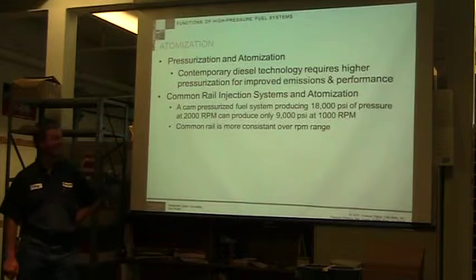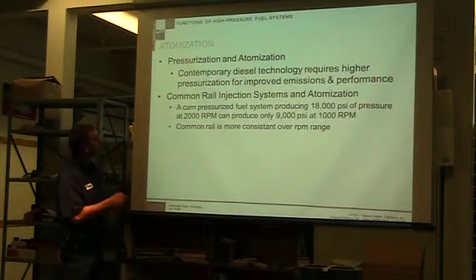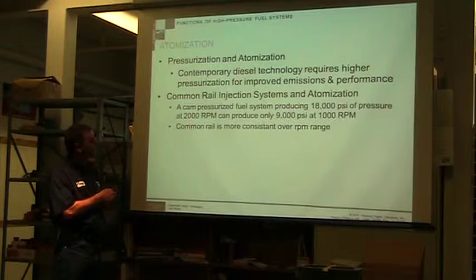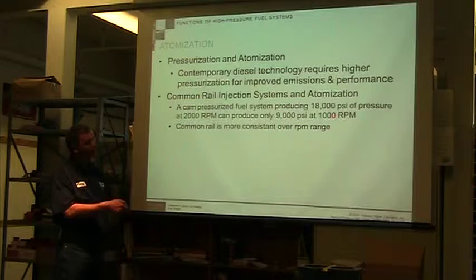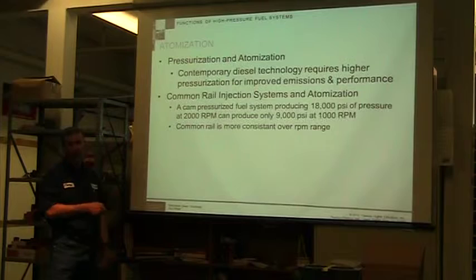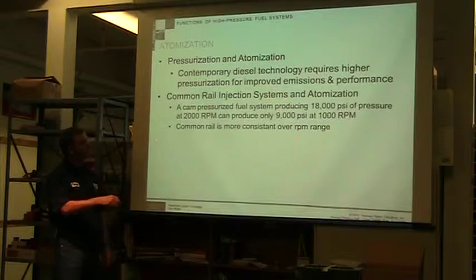So common rail injection systems were a cam. A cam would be the one where the camshaft is actually pushing on the injector, opens up the injector. A cam pressure is up to 18,000 PSI at 2,000 RPMs and 9,000 at 1,000 RPM. So in a cam operated fuel injection system, the RPM of the engine varies it. In a common rail system, because a common rail actually has electronic controls of what relieves the pressure, a common rail system is more consistent over a larger RPM range.